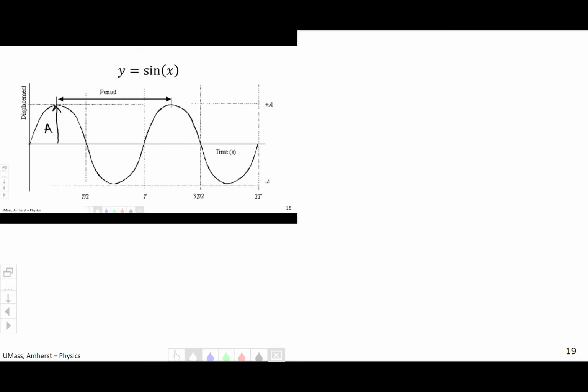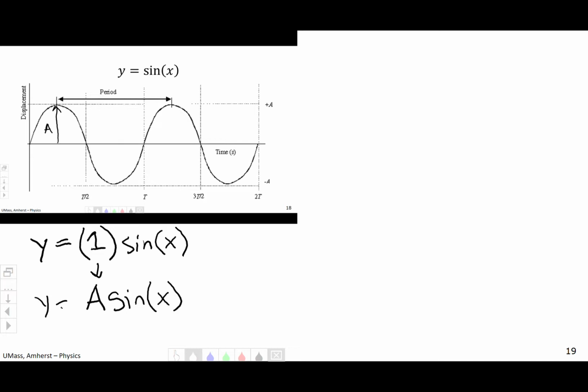So if we start with y, essentially you can write this as y equals 1 sine of x. Well, we can multiply it by A. So multiply the whole function by A. We end up with y equals A sine of x.